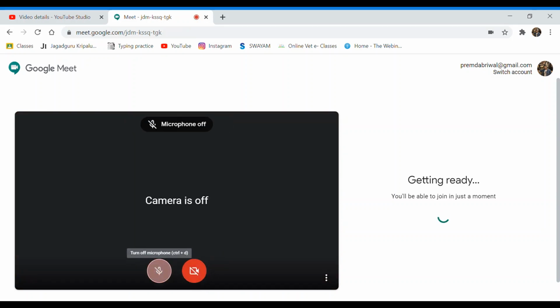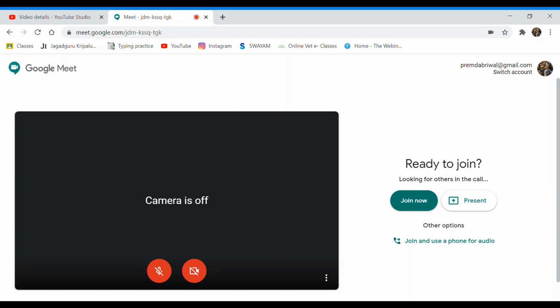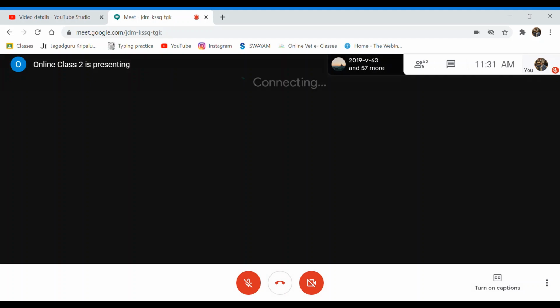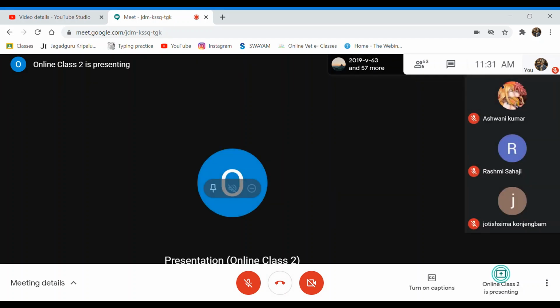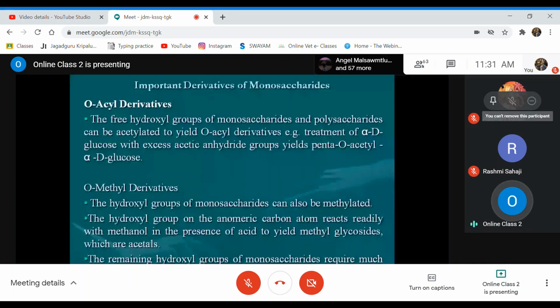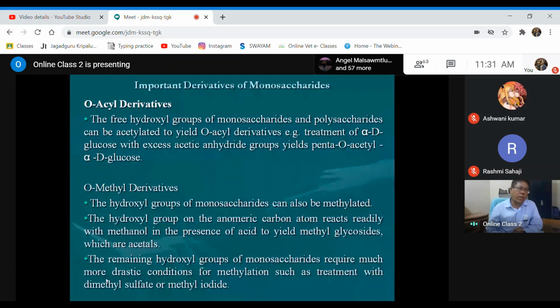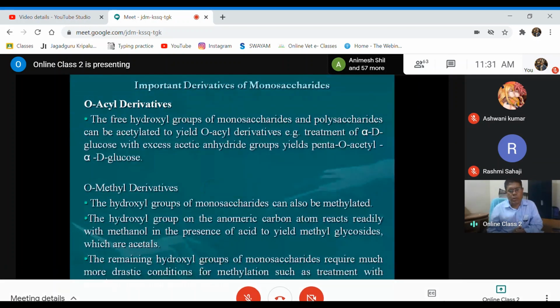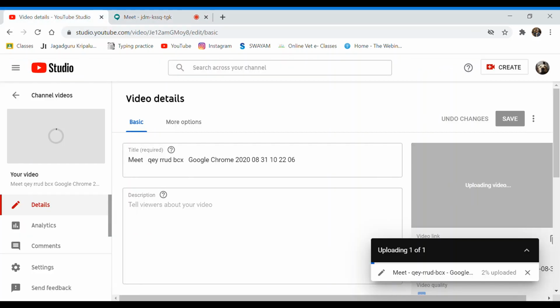So if the methyl group is to be added to the OH group attached to carbon number 2 or carbon number 3 or carbon number 4 or carbon number 6, then it requires some drastic conditions. What is the drastic condition? The drastic conditions such as treatment with dimethyl sulfate or methyl halide. So we have to use some strong reagents to methylate the hydroxyl groups attached to the other carbon atoms, that is carbon number 2, 3, 4, and carbon number 6.